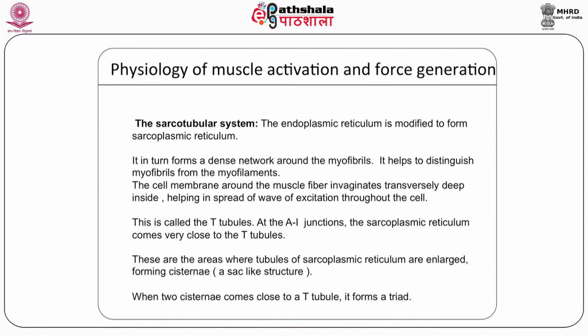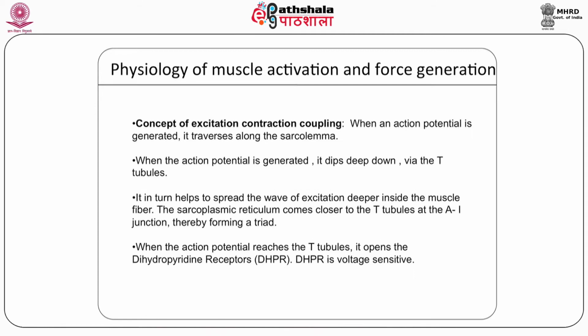The cell membrane around the muscle fibers invaginates transversely deep inside, helping in the spread of the wave of excitation throughout the muscle. This is called the T-tubules. At the AI junctions, the sarcoplasmic reticulum comes very close to the T-tubules. These are the areas where the tubules of the sarcoplasmic reticulum are enlarged, forming a cisterna, which is a sac-like structure. When two cisternae come close to a T-tubule, it forms a triad. The concept of excitation-contraction coupling is very important to understand.